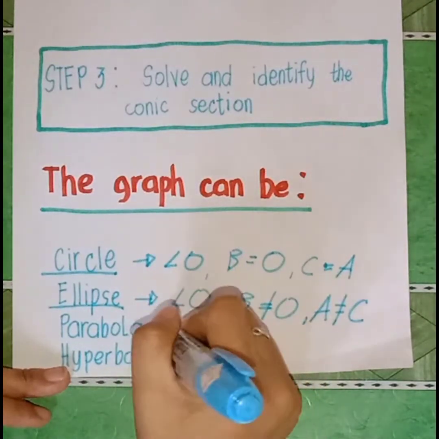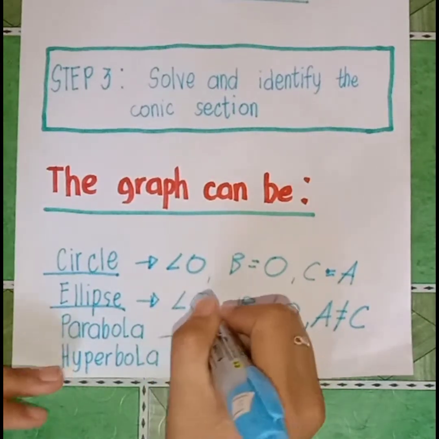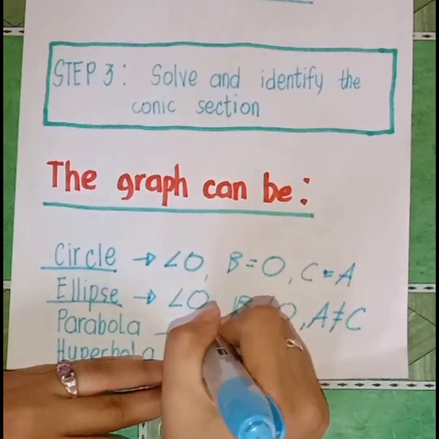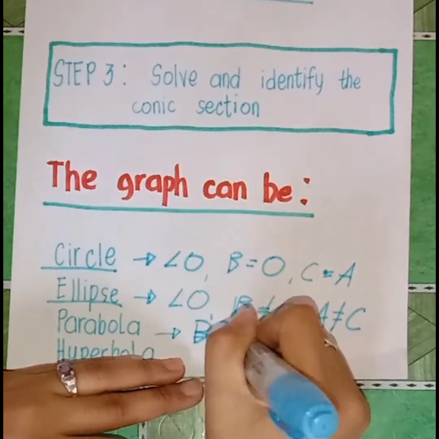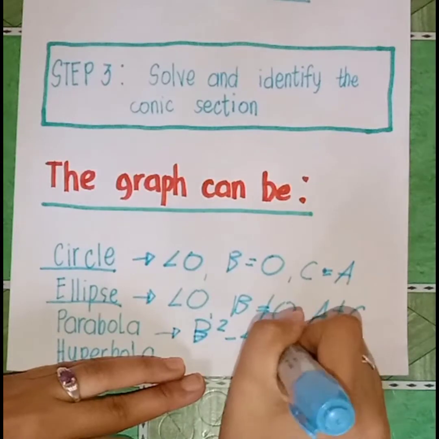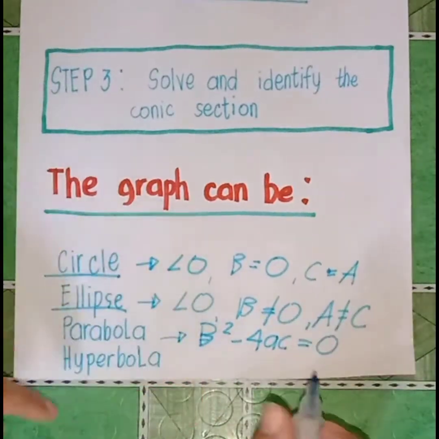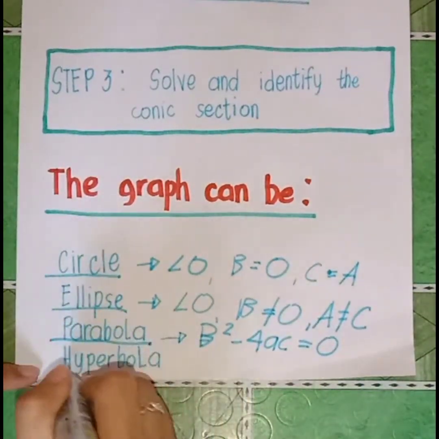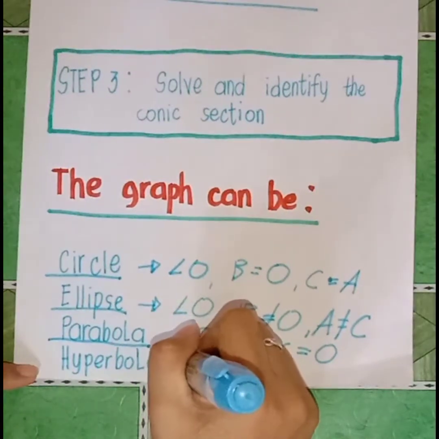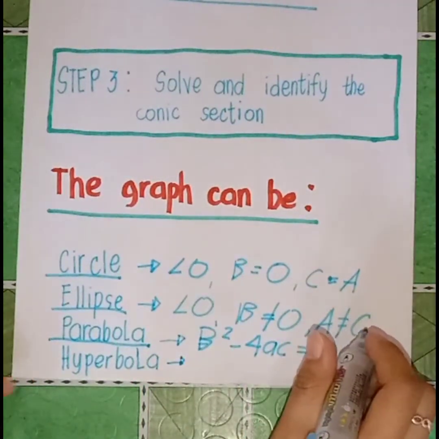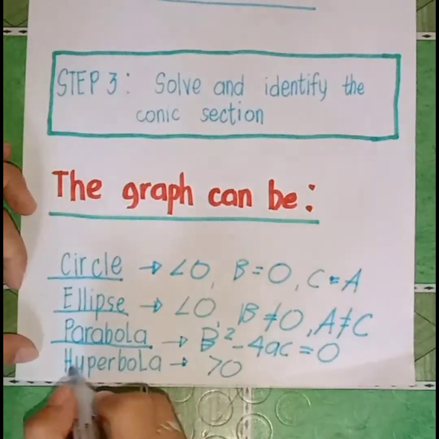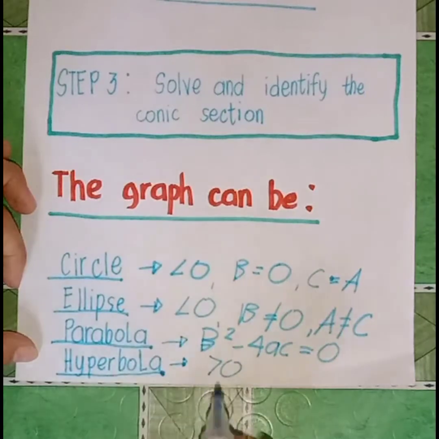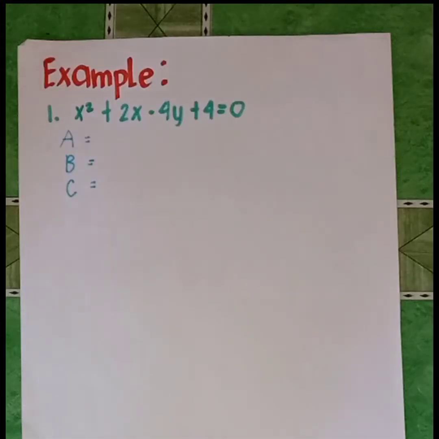In a parabola, if the discriminant is equal to 0, it is a parabola. And in a hyperbola, if the discriminant is greater than 0, it is a hyperbola. So, I have examples here.